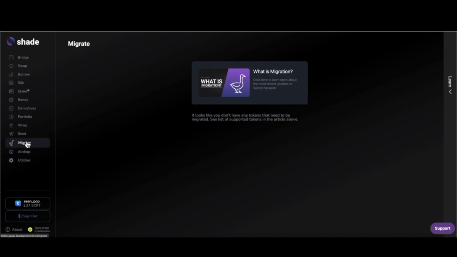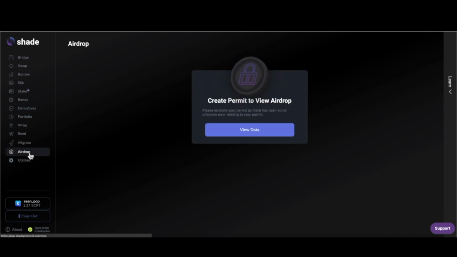The next page is Migrate, and you probably wouldn't visit this much. There would be no need. The original version of Shade token was upgraded to a new token standard on Secret Network, and that migration took place here. Similarly, the next page, Airdrop here. This is also kind of a bygone relic of Shade history that if you're watching this video, it's likely not pertinent to you. It will probably be removed sometime in the future.